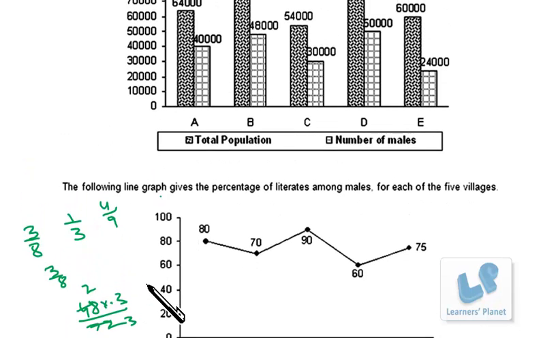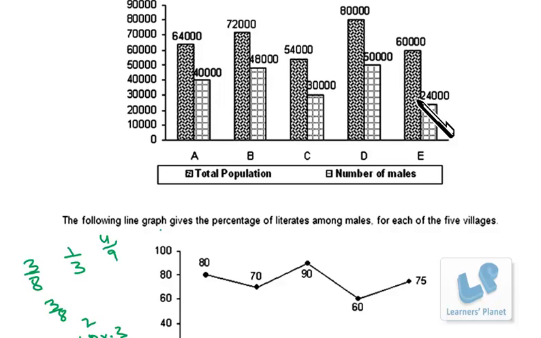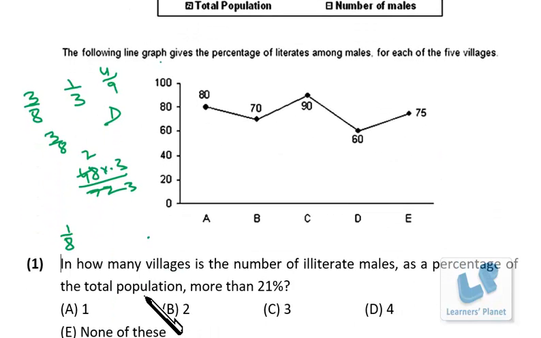Then for C, 30,000, 10%, so that is 3,000. 3,000 over 54,000, so that's 1 by 18. So even that is not favorable. Then 50,000, 40%, which is 20,000. 20,000 by 80,000, that is 1/4, so that's 25%. So D is favorable. Then E, 24,000 at 25%, so that is 6,000 over 60,000, so that's 10%, right? So just one village, that is D, falls in this criteria.